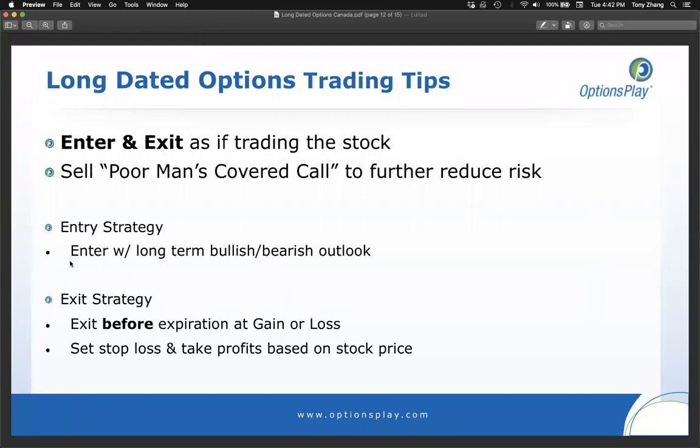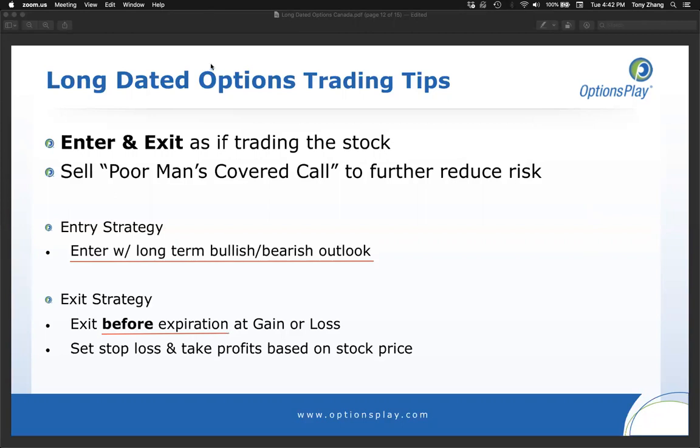So again, your strategy to enter this trade is to enter the trade whenever you have a long-term bullish or bearish view or outlook on a stock or ETF. You always generally want to exit before the expiration date. This is true regardless of whether you're trading a 1-month call or a 9-month call or a 2-year call. You always want to exit before the expiration date, either at a gain or a loss. And generally, you want to follow the rules that you have when you buy or sell that underlying stock. And you may want to set stop losses and take profits based on the stock price.